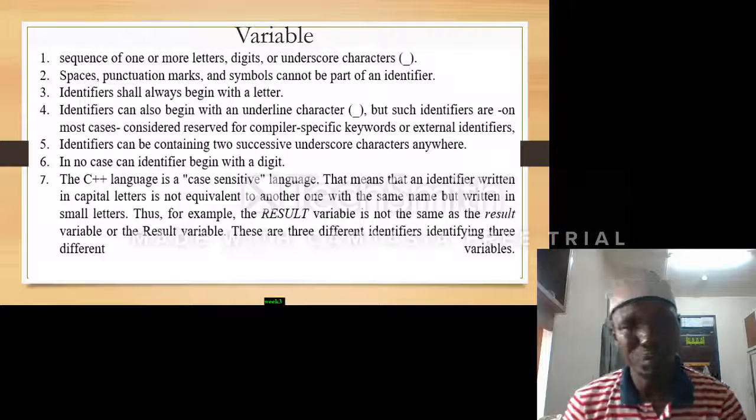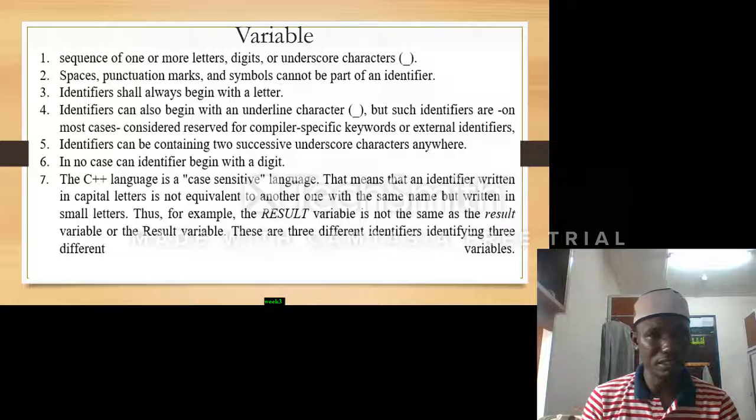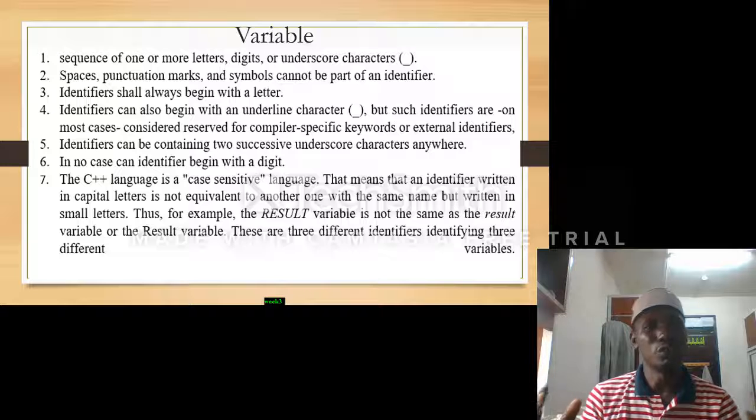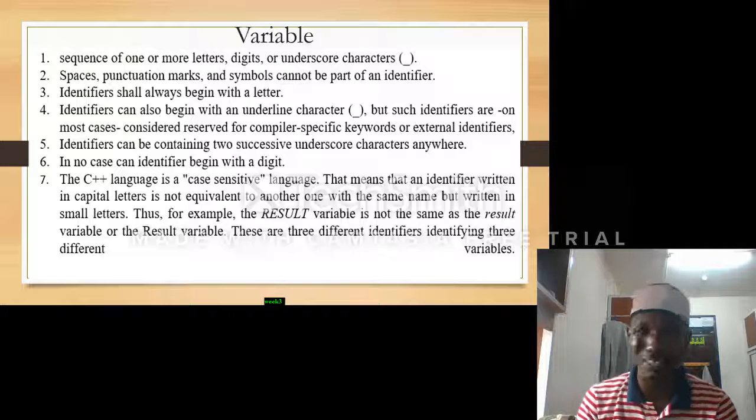Okay. Second one, spaces, punctuation marks, and symbols cannot be part of an identifier. We don't separate them with space, and we don't include punctuation marks such as question mark, comma, semicolon, inverted comma, and what have you. We don't include them when you are naming an identifier. And of course, any symbol that you know on your computer, we don't use it as part of an identifier.